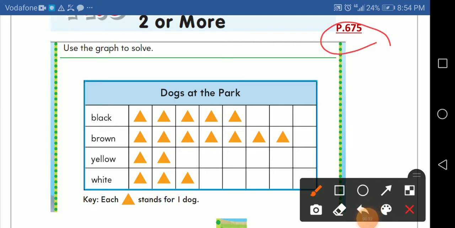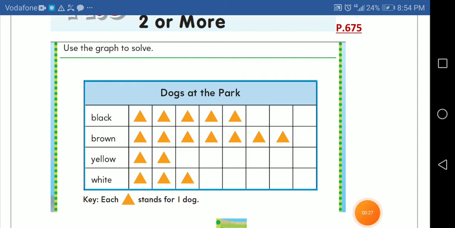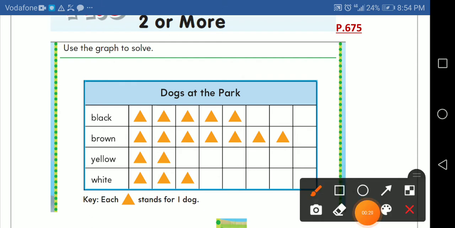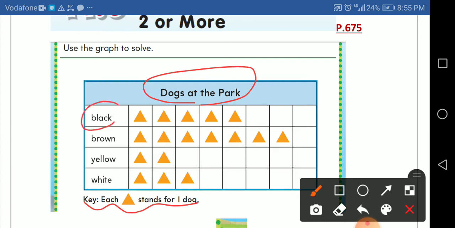This is page 675 in your book. So I have here the pictograph. It talks about what? Dogs at the park. So I have here the key, which is very important. Each triangle stands for one dog. So how many black dogs here? 1, 2, 3, 4, and 5.